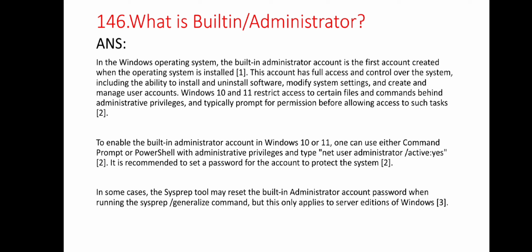To enable the built-in administrator account in Windows 10 or 11, one can use either Command Prompt or PowerShell with administrative privileges and type net user administrator /active:yes. It is recommended to set a password for the account to protect the system. In some cases, the sysprep tool may reset the built-in administrator account password when running the sysprep /generalize command, but this only applies to server editions of Windows.